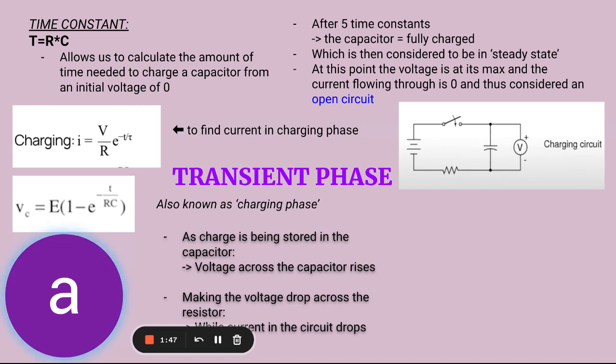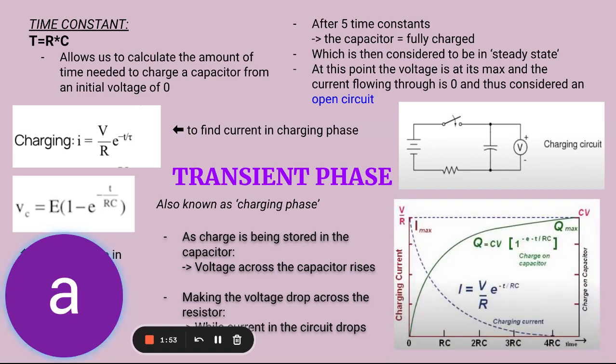As charge is being stored in the capacitor, voltage across the capacitor rises, making the voltage drop across the resistor, while current in the circuit drops. This is made evident in the graph towards the right. Formulas to calculate current and voltage in the charging phase have been shown.